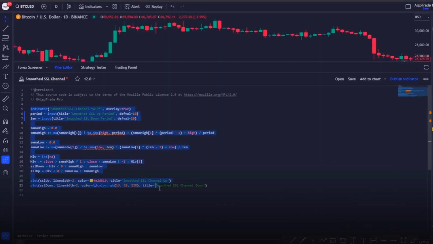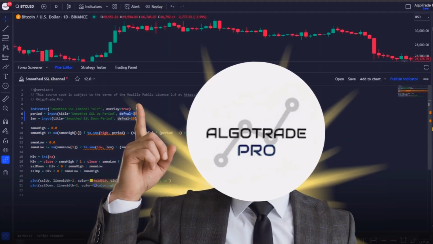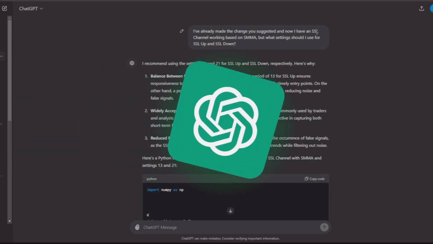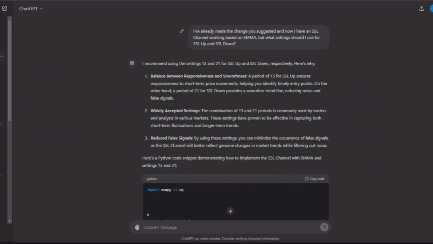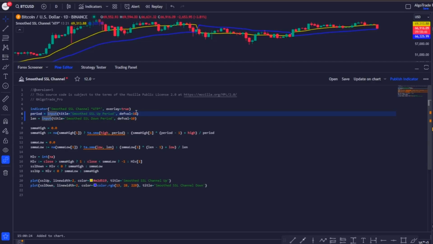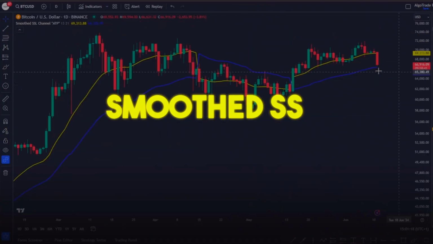The code is already created, but I just remembered that there might be other settings more suitable than the default 10 and 10. So I asked ChatGPT about it and it answered me that 13 and 21 are good options. It justified this by saying that it provides a balance between responsiveness and smoothness. They are widely accepted settings and they reduce false signals. Therefore, these will be the settings I will use in my new indicator, the smoothed SSL channel.